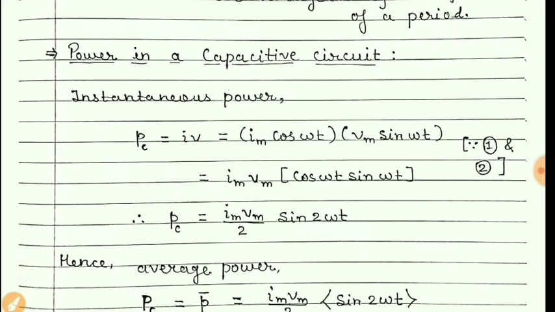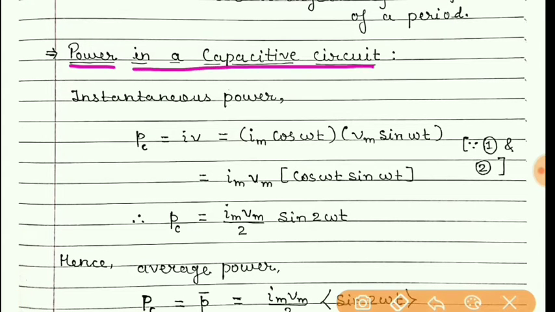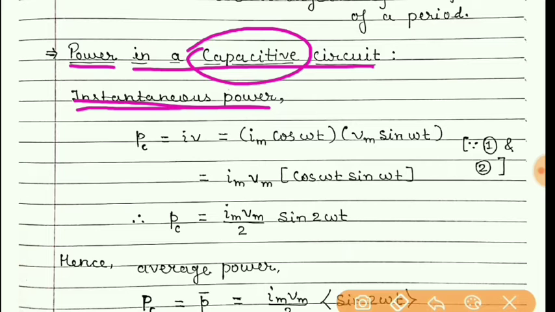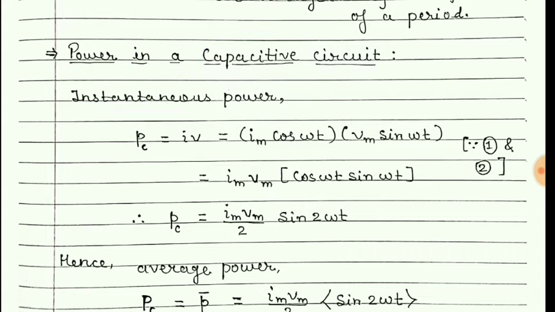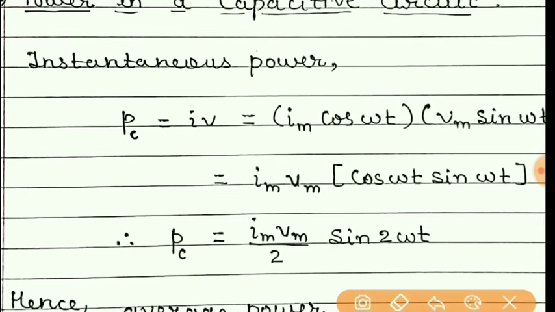Now, power in a capacitive circuit. Students, we have studied power in a resistive circuit. We also studied power in an inductive circuit. Now we will find power in a capacitive circuit. Let us start with the instantaneous power. Instantaneous power is denoted by small p.